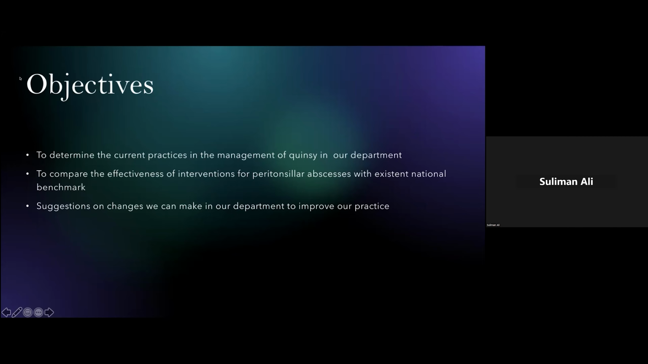So the objectives that I want to look at in this audit are, as mentioned before, to determine the current practices in the management of quinzies in my department in Sandwell Hospital. It's then to compare the effectiveness of these interventions with existing national benchmarks, which came from published national audits. And if our management isn't comparable to these existing standards, I wanted to make recommendations to our department on how the management can be improved, which I would then re-audit.